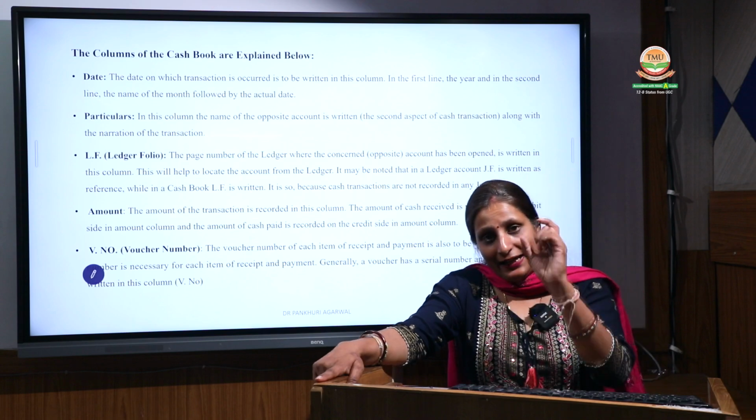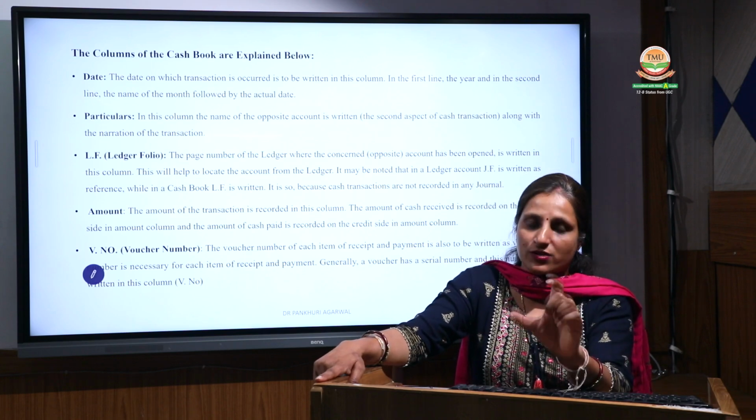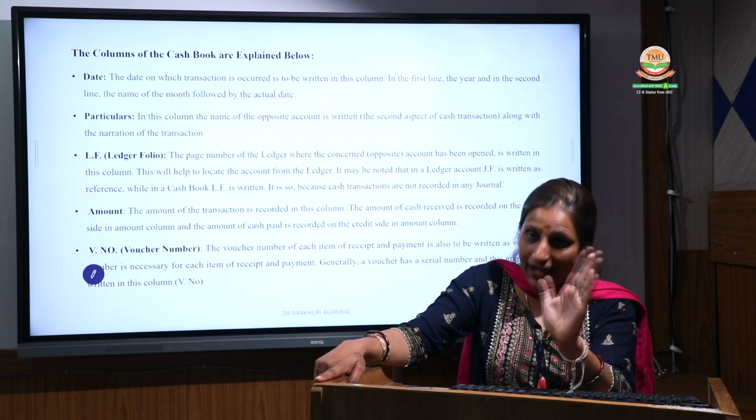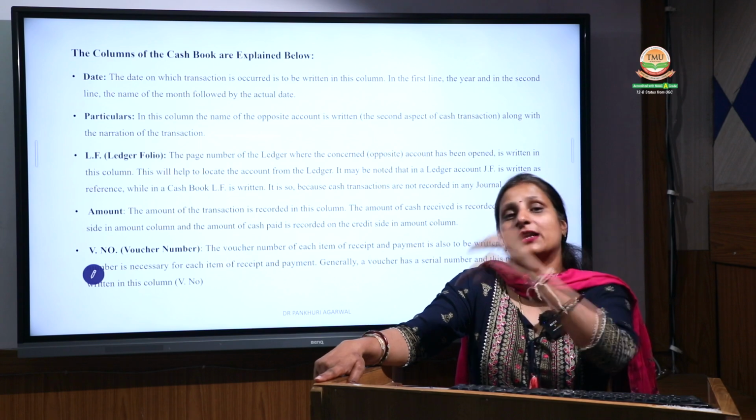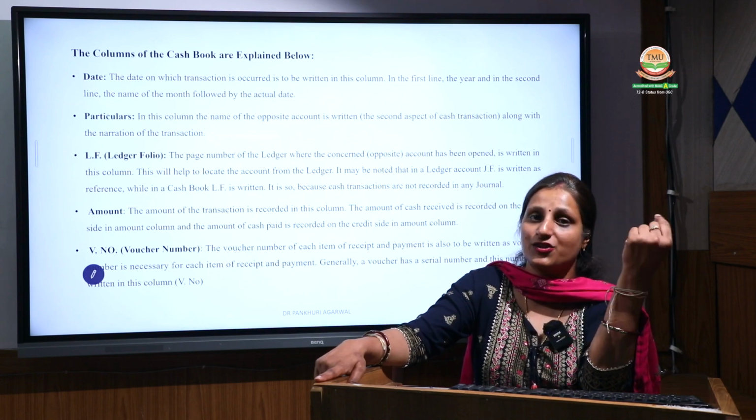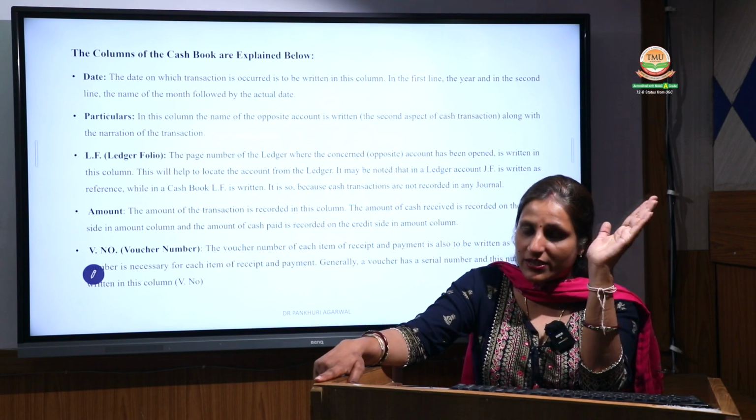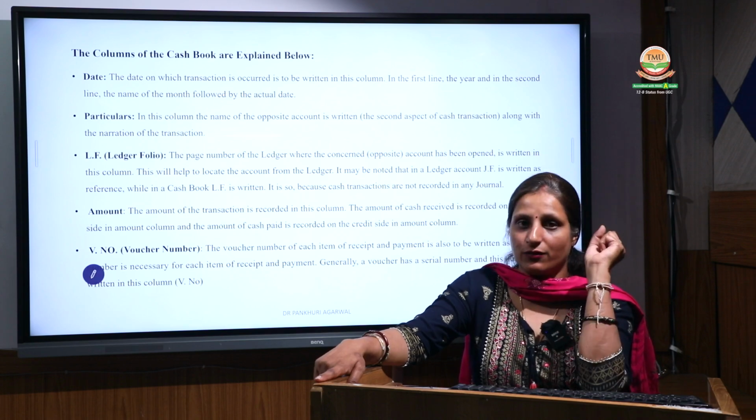So the entry of Suresh's name that I have posted in the cash book, at whichever page I have posted it in my ledger, that number will come in the ledger folio column. Students, please understand.